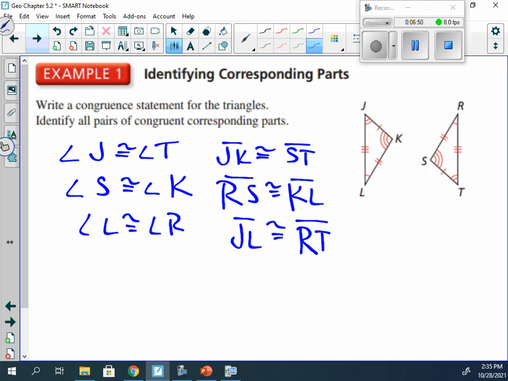And the last one, JL and RT would be the last ones we have not used yet. But they also have, JL has 3 marks on the line. RT has 3 marks on the line. So those two are corresponding. And they're congruent.